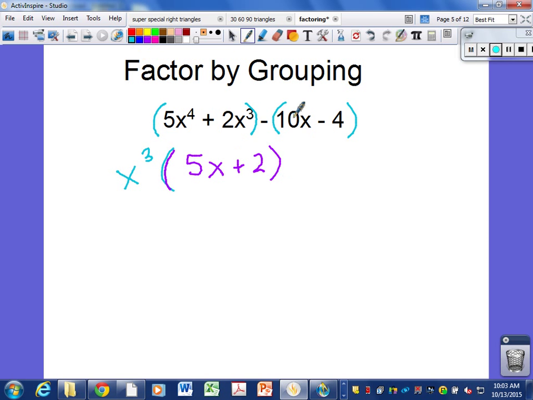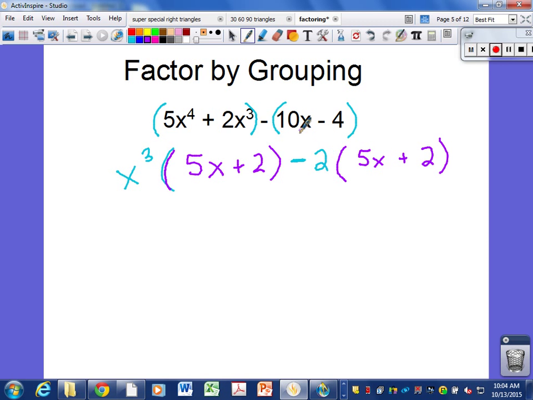Now, what do negative 10 and negative 4 have in common? A negative 2. If both of these terms are minuses, they have a minus in common. Now, when we factor this, what's left over? Negative 10 divided by negative 2 is 5x. And negative 4 divided by negative 2 is positive 2.